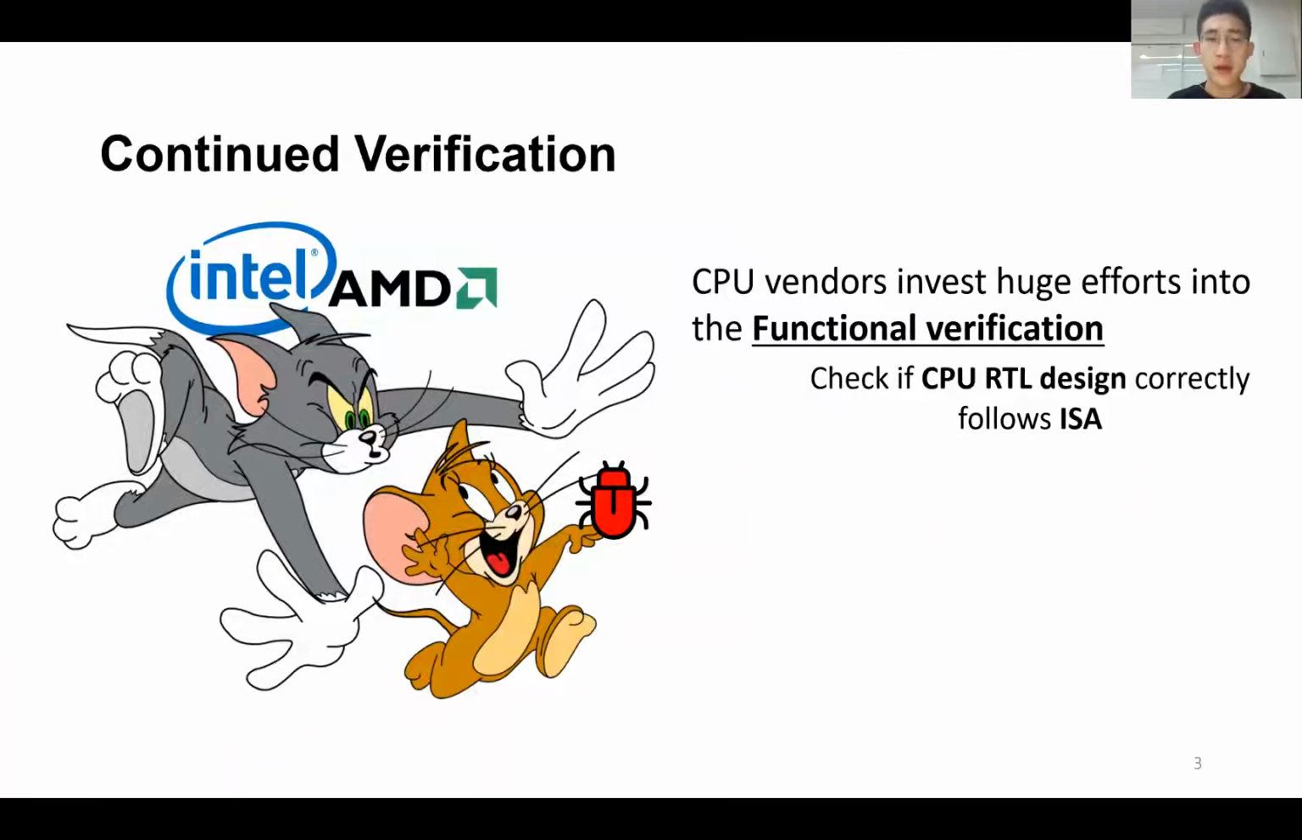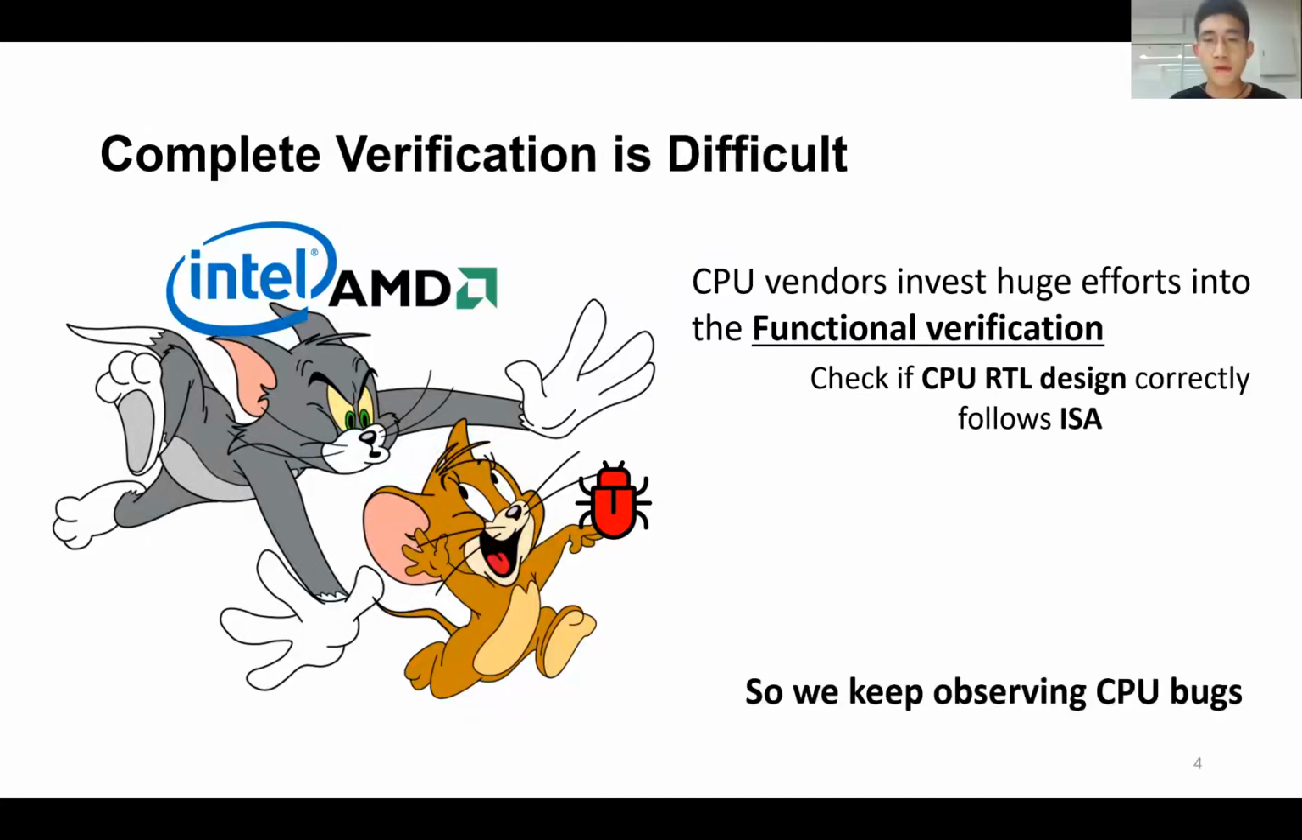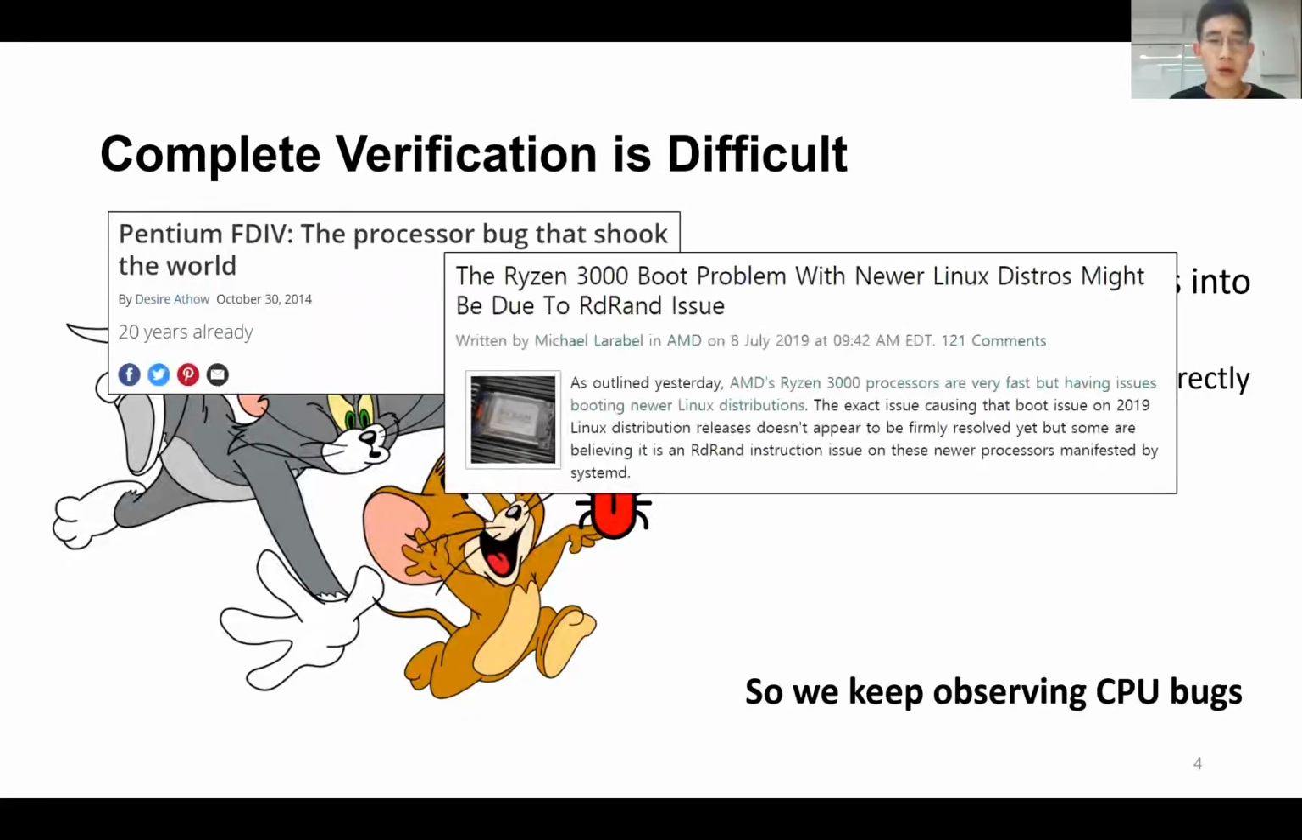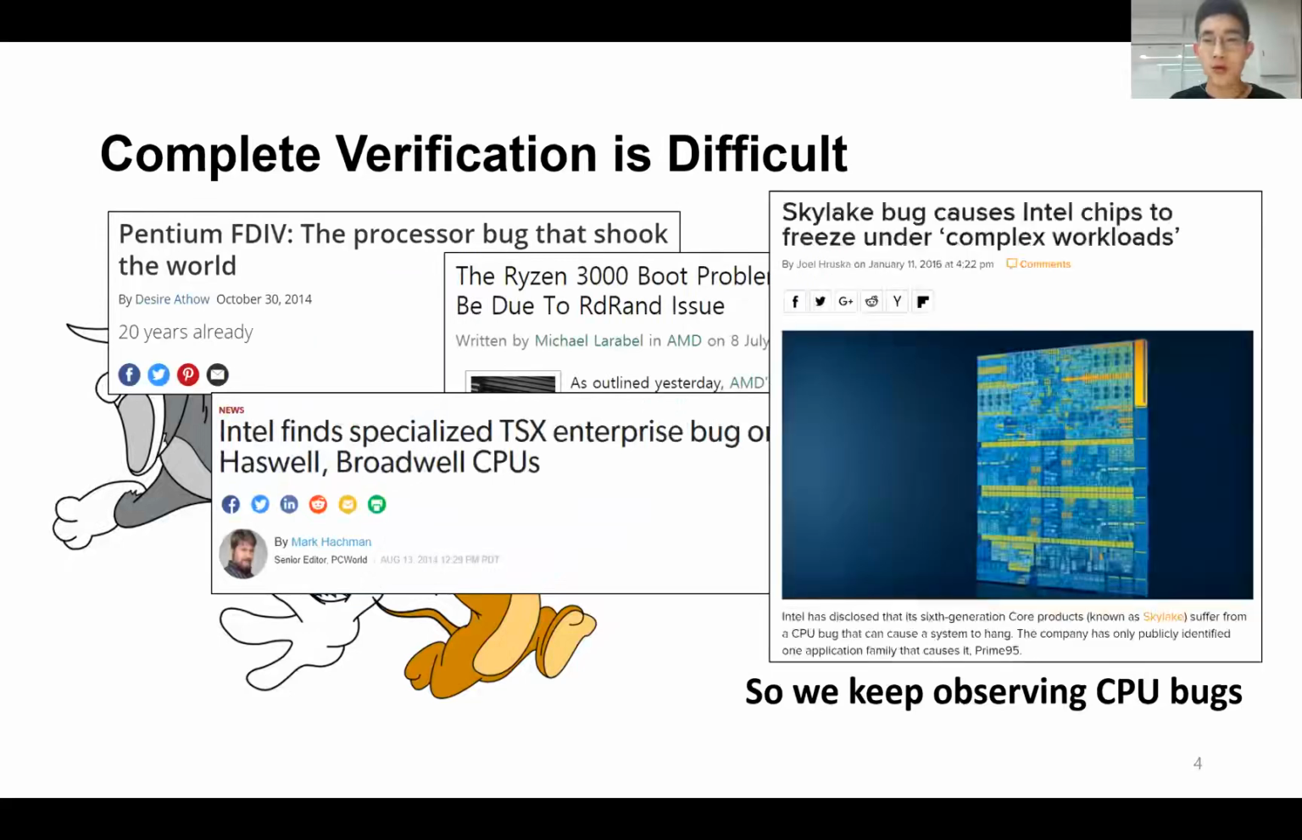vendors such as Intel or AMD pour huge time and effort into finding the possibly existing bugs before they release the chip. This process is called functional verification: checking that the CPU RTL design correctly follows the instruction set architecture. But we always find new bugs after the chip is released. To name a few, the Pentium FDIV bug, the Ryzen RDRAND bug, the TSX bug, and so on.